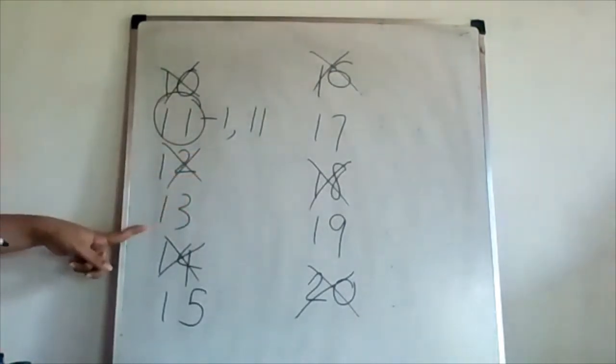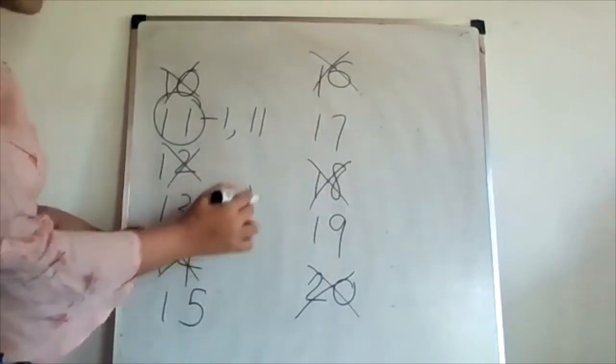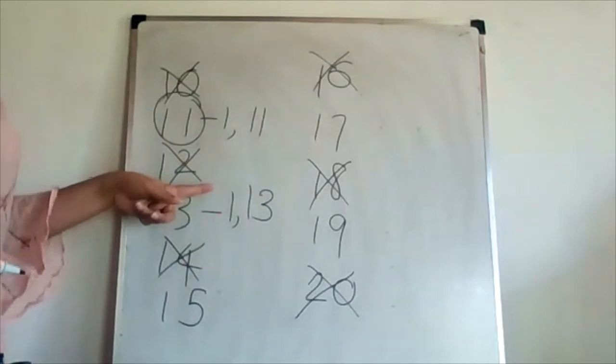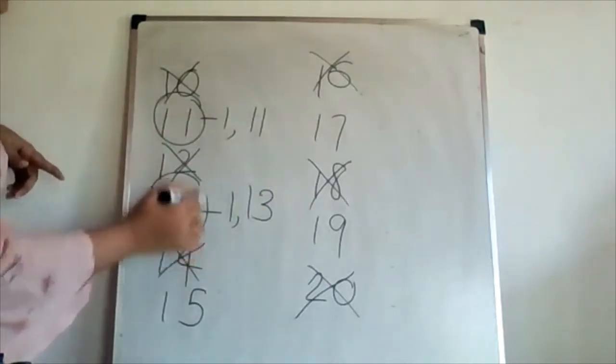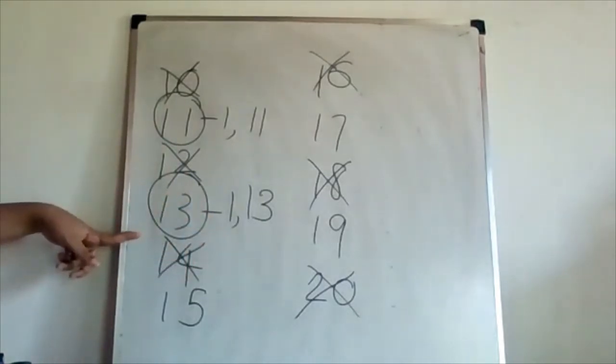Then let's move on to 13. 13, here also 1 is a factor and the number itself. So 13 is also a factor of 13. And those are the only two factors for 13, 1 and 13. So since it is having only two factors, 13 is a prime number.